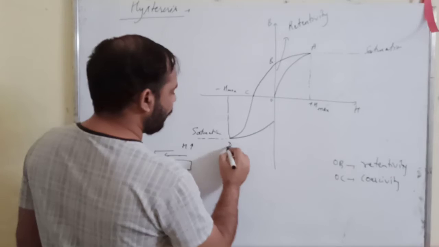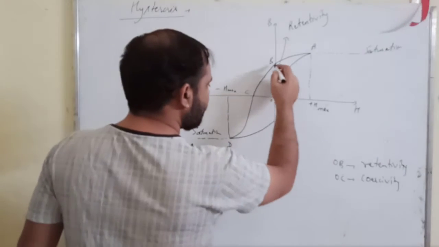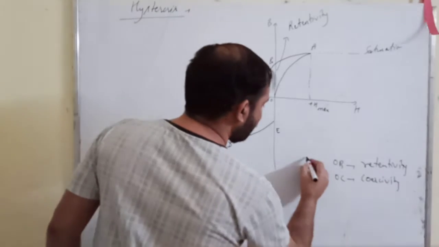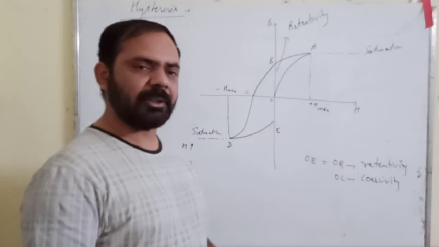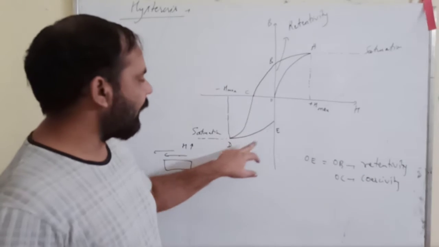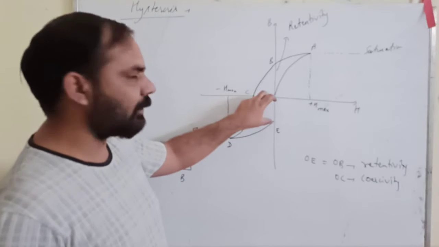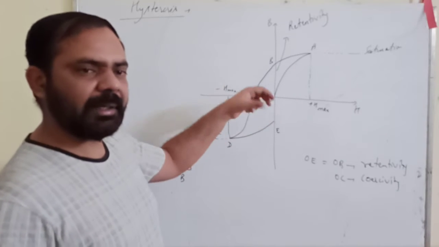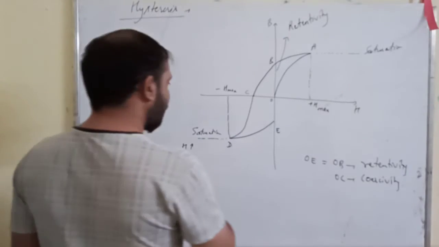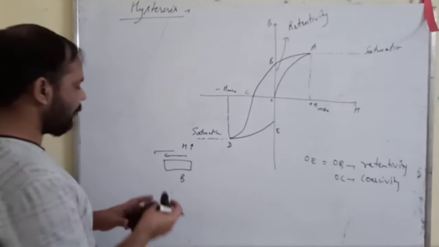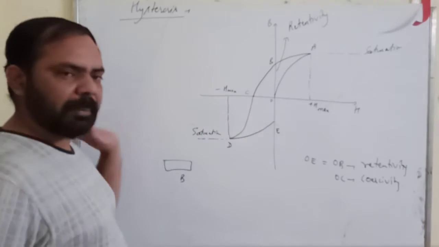This is your point D, and we get this value of E. Now what you will find is that OB will be equal to OE. So OB and OE both represent the retentivity. Now what is OE? Your H value becomes 0, but B is again not 0. This OE length, this part of the magnetic field, is retained by the material. So this is also retentivity. We reach the point E and H becomes 0.